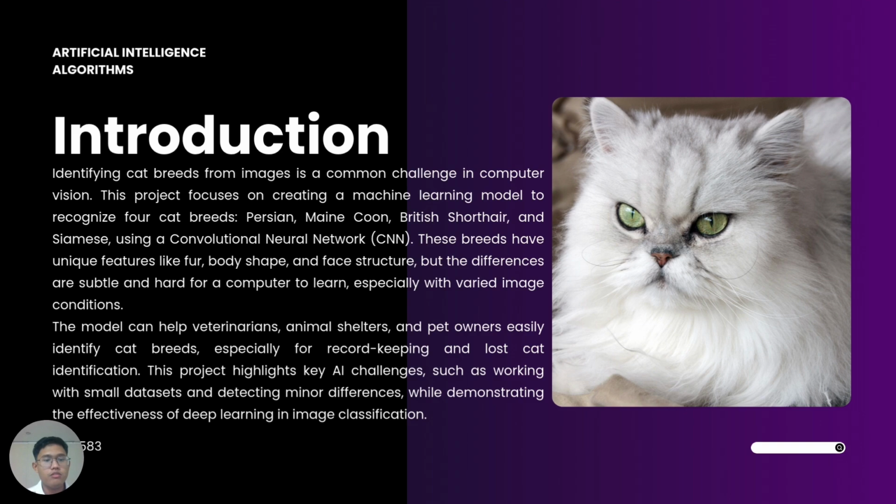The model can help veterinarians, animal shelters, and pet owners easily identify cat breeds, especially for record keeping and lost cat identification. The project highlights key AI challenges such as working with small datasets and detecting minor differences, while demonstrating the effectiveness of deep learning in image classification.